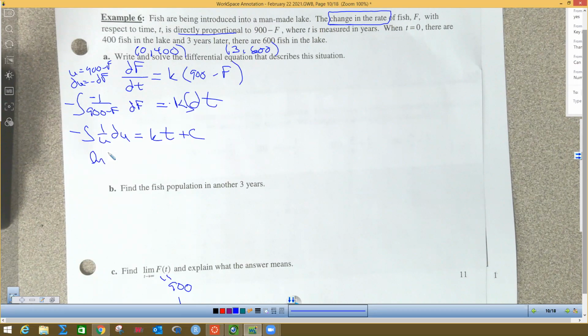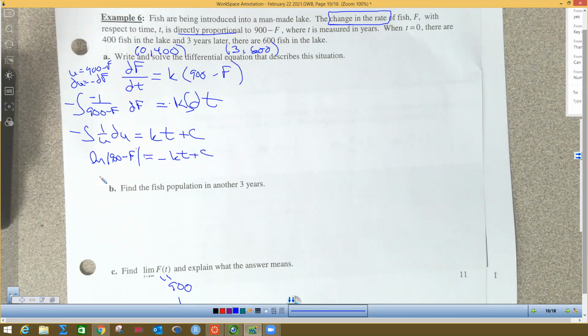And I'm going to go ahead and integrate this, which is the natural log of u, equals negative kt plus some c. Now that c is a different c than that one, because I distributed the negative. And then I want to put in this 900 minus F that I let u be, back down in here. So this is almost identical to the bear problem, except the bears weren't 900.